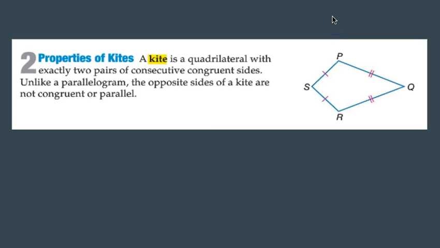And now kites. A kite is a quadrilateral with exactly two pairs of consecutive congruent sides. Unlike a parallelogram, the opposite sides of a kite are not congruent or parallel. We have SP, which is congruent to SR, and then RQ, which is congruent to QP.